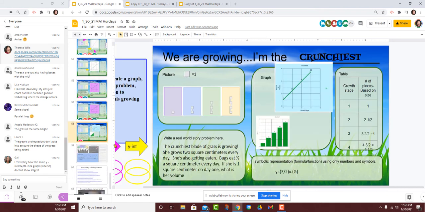And then finally, we have the crunchiest. This one was a little different than the whole rest of the group. But if you are part of the crunchiest group on slide 58, would you tell us, your graph, why is this similar to some of the others that we saw? What do you think, group who picked crunchiest? How is your situation similar to the others?